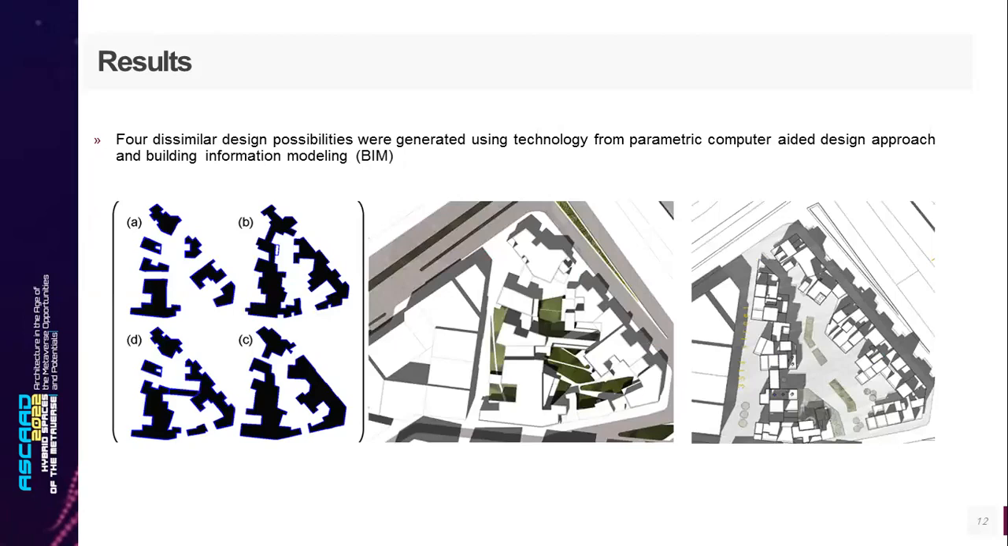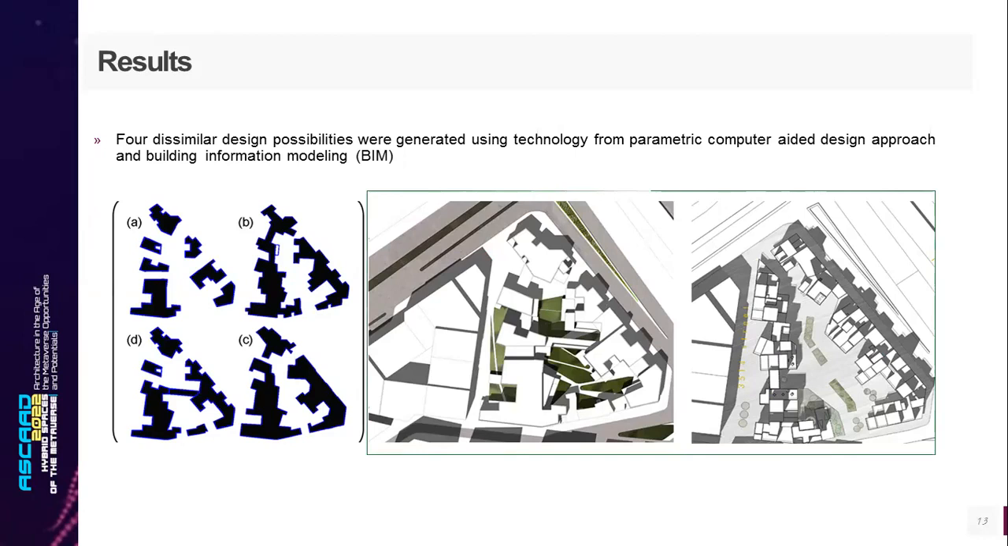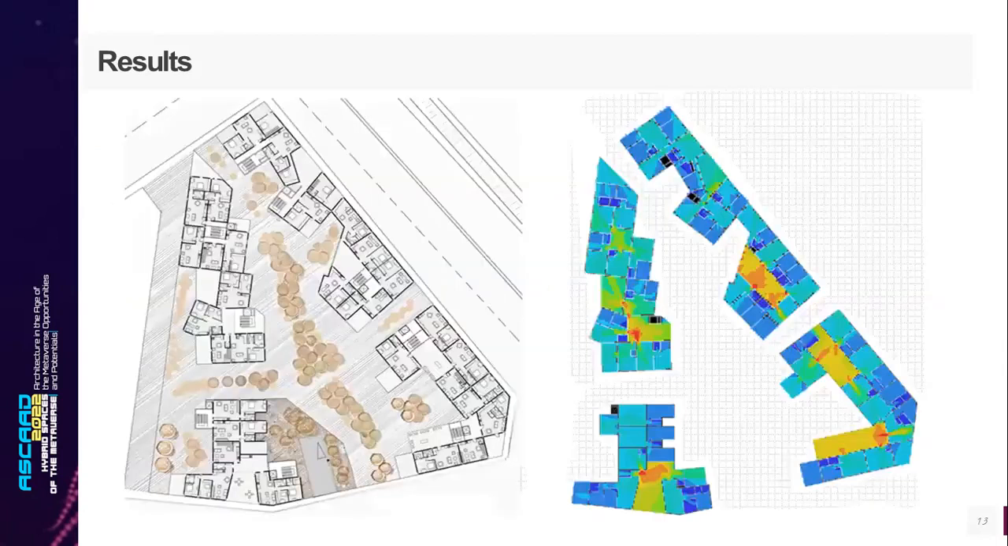4 dissimilar design possibilities were generated using technology from parametric computer-aided design approach and building information modeling technology. Since there are several phases of concept design, an attempt was made to improve the solid geometry-based requirements that were generated. The level of details in the design alternatives was carefully maintained. Boolean operations such as subtraction, union, and intersection, and geometric calculations are included in the modification and manipulation steps.